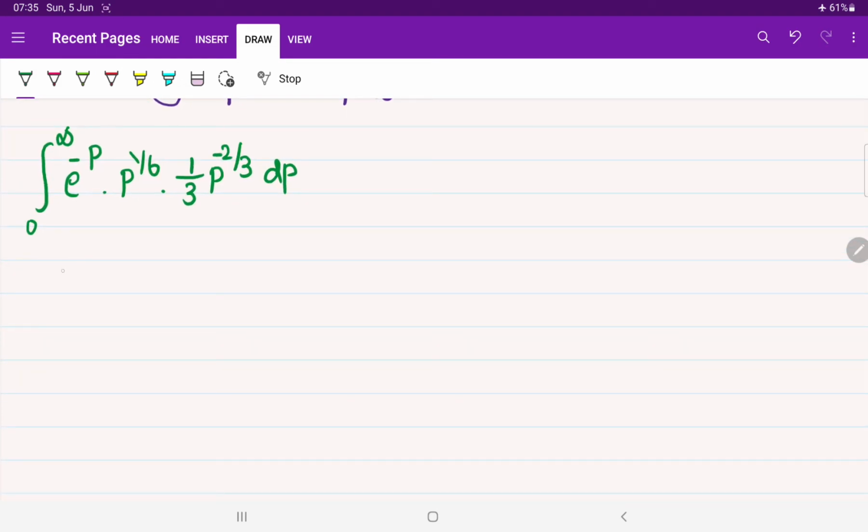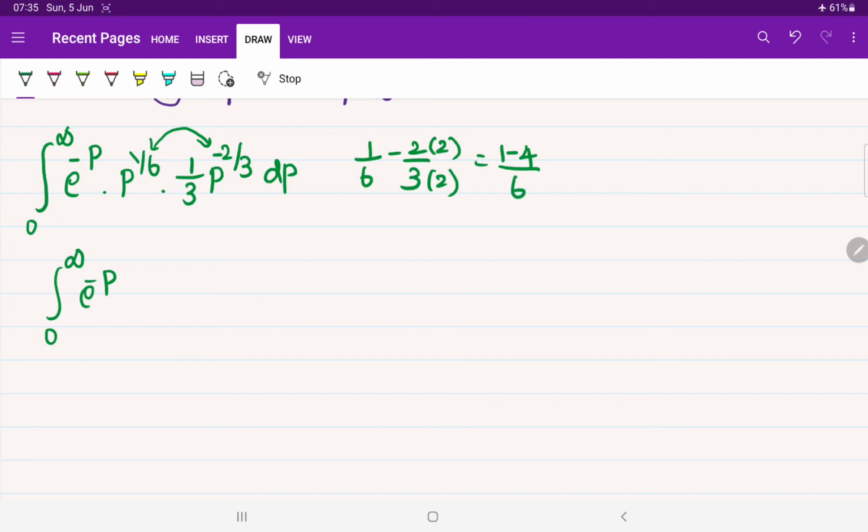After that, what can I do, sir? Let us wait for a second. Let us try to bring the answer. E power minus p. Can we add this p power 1 by 6 with the p power minus 2 by 3 directly? If I add, what will you obtain? 1 by 6 minus 2 by 3. See there? If I do the LCM, I multiply by 2 on both numerator and denominator, such that you get 1 minus 4 by 6. The common denominator becomes 6. So further I can write this as minus 3 by 6, or I can say it will be minus 1 by 2.